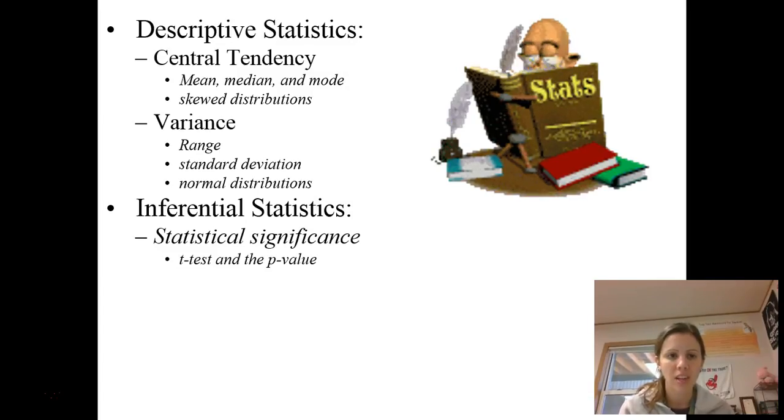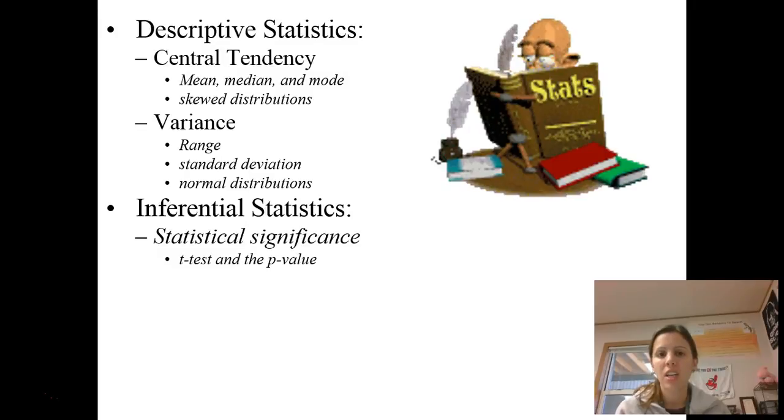So here's kind of our outline for the video. We're going to be talking about two main things, descriptive statistics and inferential statistics. Descriptive statistics are after you do your own individual study, that's the data that you produce from that study. Inferential statistics is data that we've taken from a study that we're now trying to apply to whole populations, right?